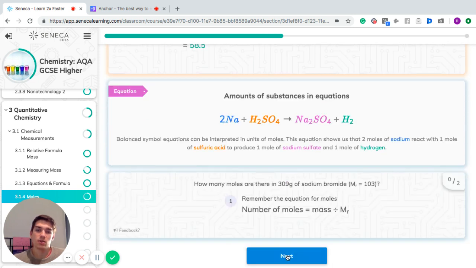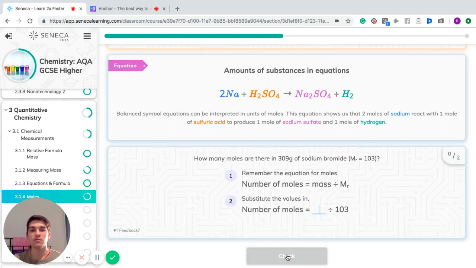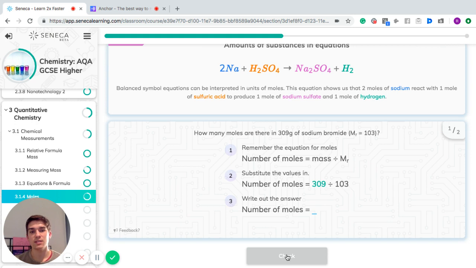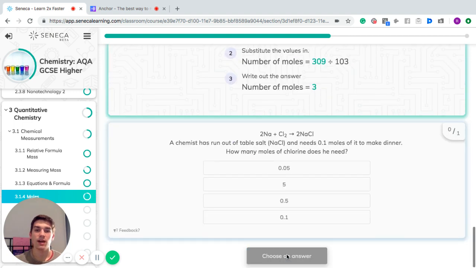So let's look at an example of that. How many moles are there in 309 grams of sodium bromide? Now, the relative formula mass of sodium bromide is 103. So remember, the number of moles is the mass divided by the relative formula mass. If we've got 309 grams and the relative formula mass is 103, we do 309 divided by 103. So the number of moles is 3.